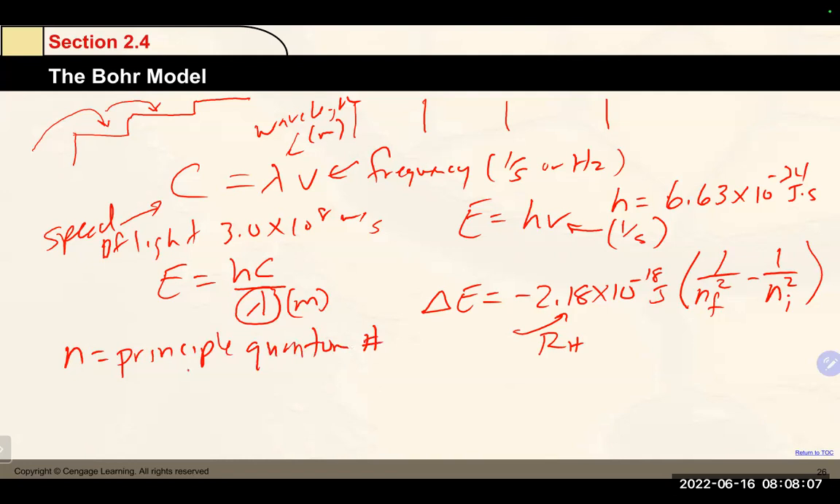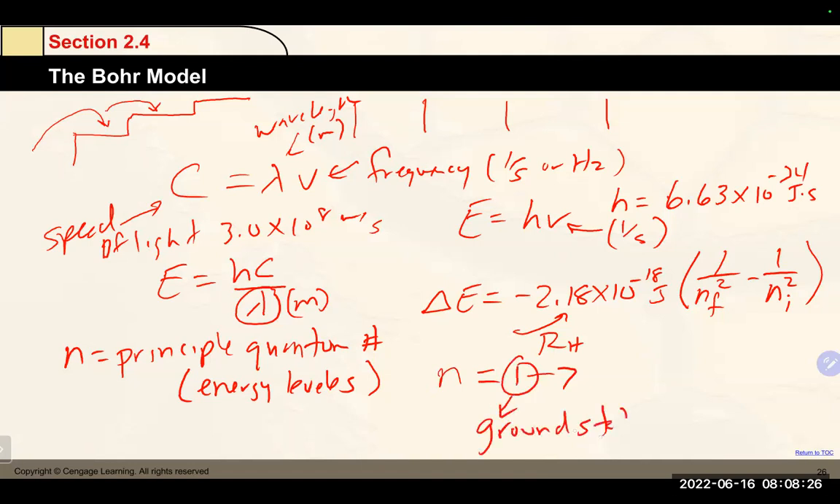And again, that is a fancy way, basically, of saying energy levels. So basically, the energy level is the n number, and it does have values of basically 1 through 7. 1 is what is referred to as the ground state, and that is the one that is the lowest in energy, closest to the nucleus.